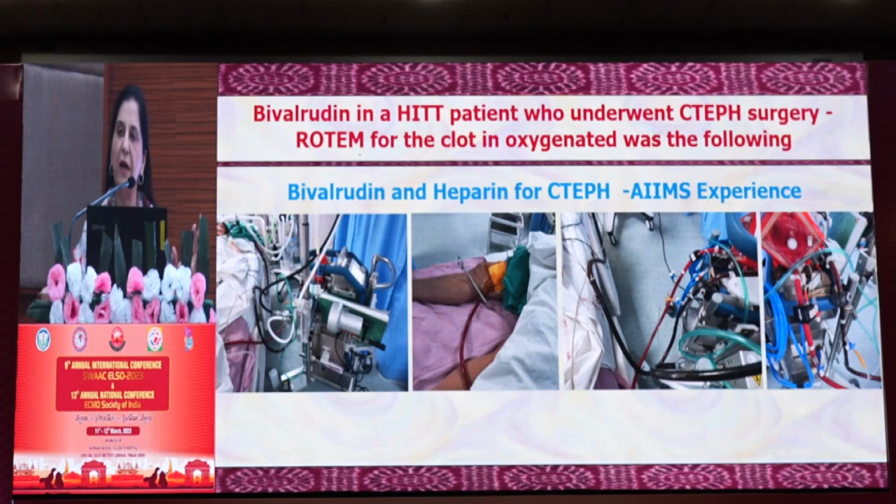With a positive PF4 in her body, we decided to use a very low dose bivalirudin infusion, which we are adept at because we use the same for babies in our congenital surgeries. We use 0.5 milligram per kg body weight per hour, and we successfully came off on an ECMO.